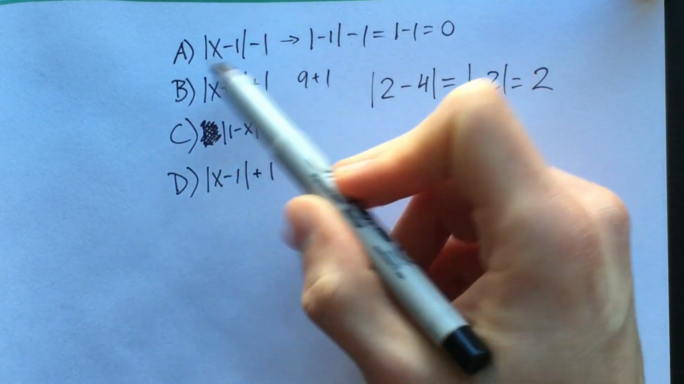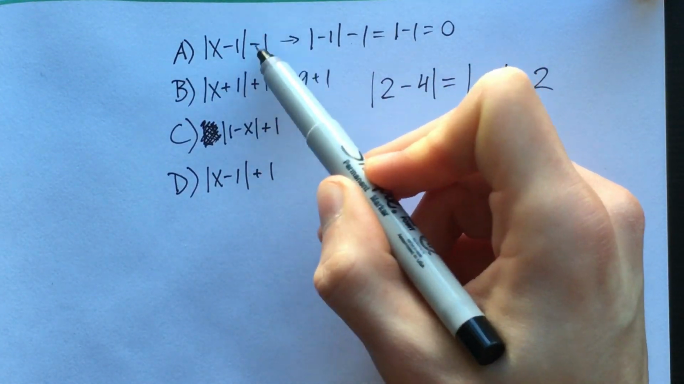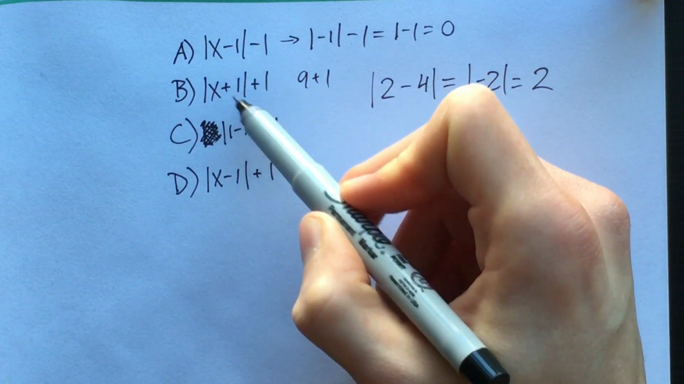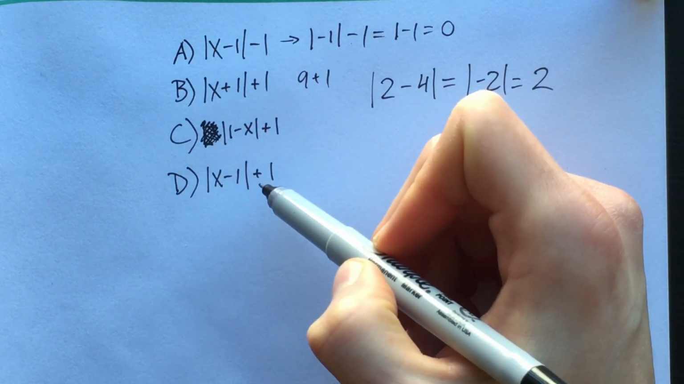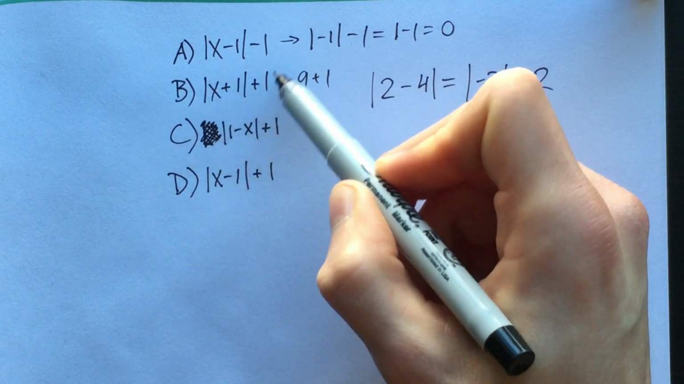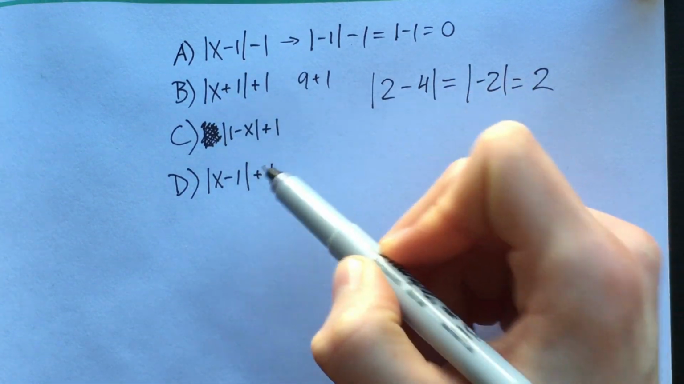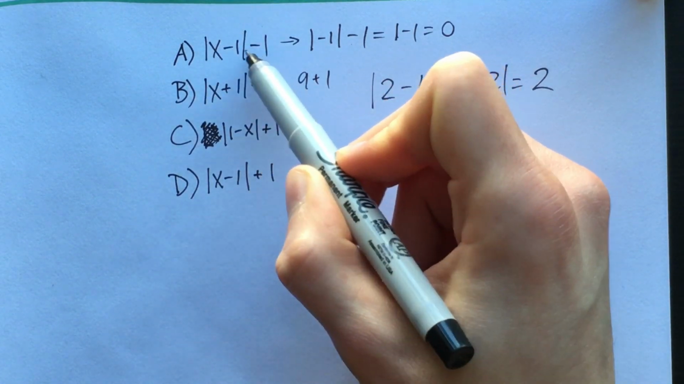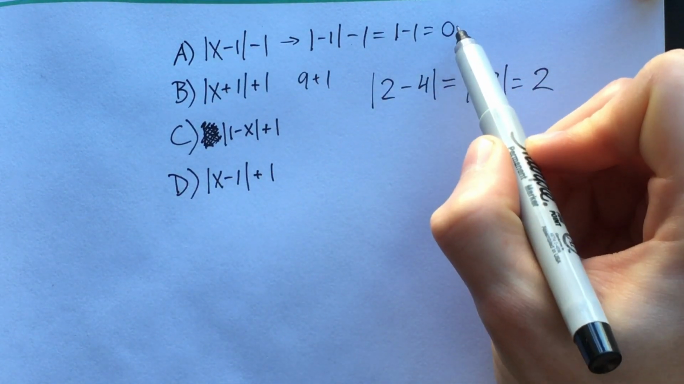So basically, you see that A is the only one with a negative 1 on the outside, and that's really why, because everything that comes out of an absolute value will be positive. So it's always going to be a positive plus a positive here, a positive plus a positive, a positive plus a positive. This is the only one where you have a positive and then minus something, so you can actually get 0.